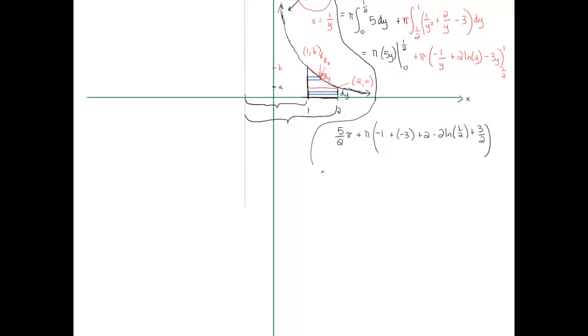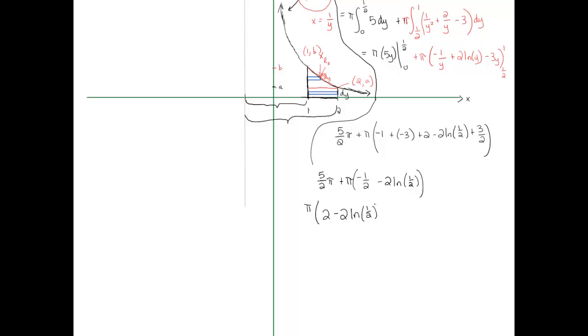Let's see, it's 5/2 pi. Usually in calculus, there tends to be a lot of simplifications that you have to do. Let's see, this is a -4, plus 2 is a -2. Plus 3/2, that's a -1/2. Minus 2 natural log of 1/2. Both of these terms have pi's in common, so I'll factor out the pi. 5/2 minus 1/2 is 4/2, or in other words, 2. Minus 2 natural log of 1/2.